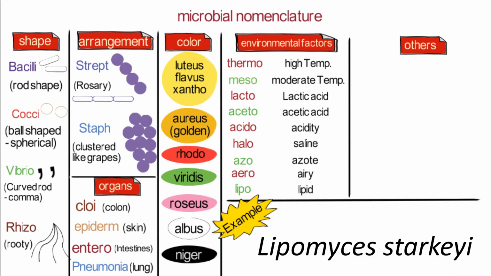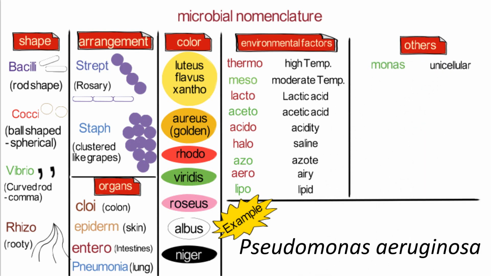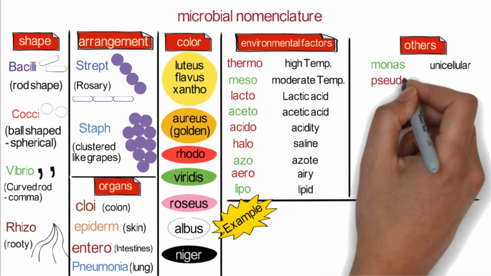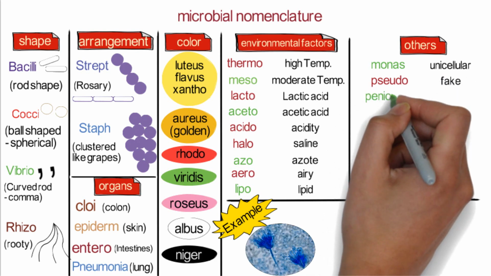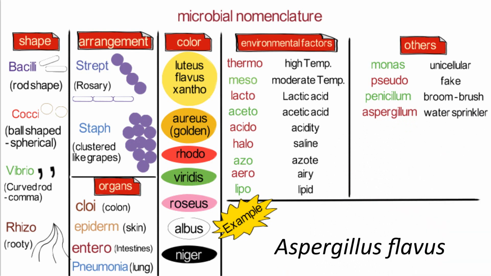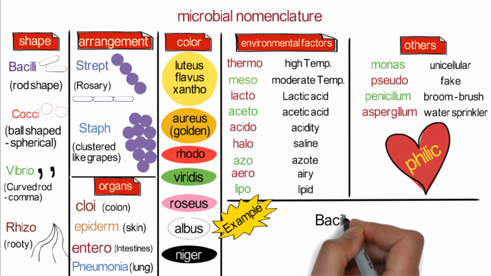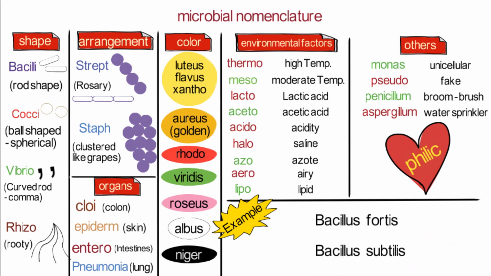lipo lipid, monas unicellular, pseudo fake, penicilli broom, aspergillum water sprinkler. The last term is philic, which means love or like. Bacillus fortis, Bacillus subtilis. Another term is fortis, which means strong against harsh conditions. And subtilis means fine layer.